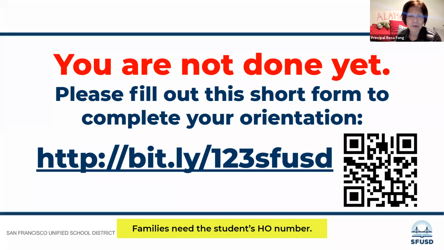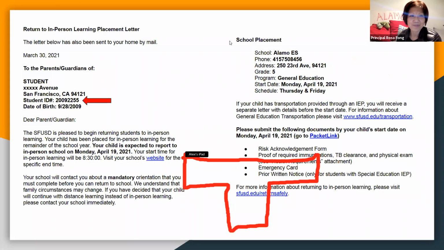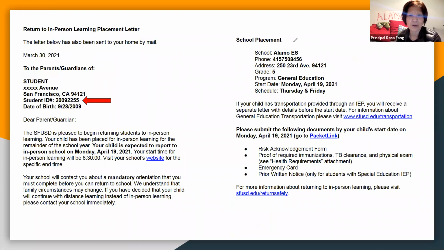Joshua, what happens if we cannot find it? Many of you received this email or letter from the Educational Placement Center. On that email or letter, right there, pointed out by the red arrow, is your child's student ID number.